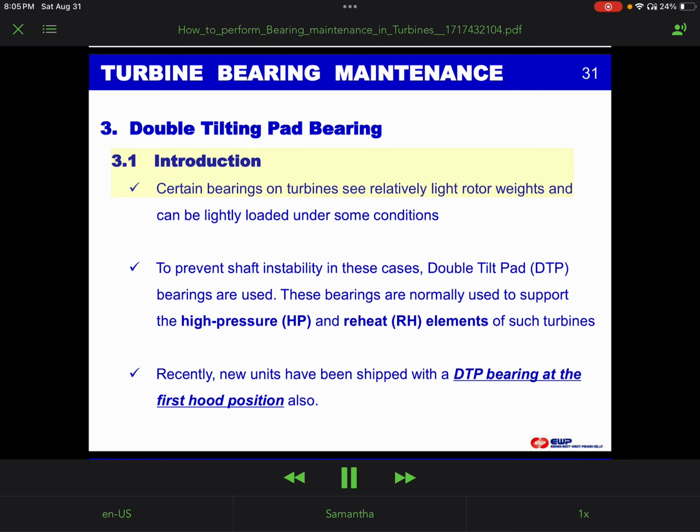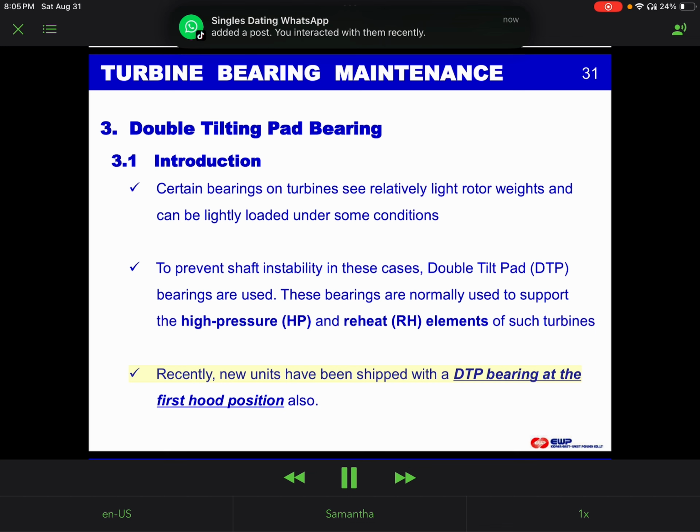3.1 Introduction. Certain bearings on turbines see relatively light rotor weights and can be lightly loaded under some conditions. To prevent shaft instability in these cases, double tilt pad (DTP) bearings are used. These bearings are normally used to support the high pressure (HP) and reheat (RH) elements of such turbines. Recently, new units have been shipped with a DTP bearing at the first hood position also.